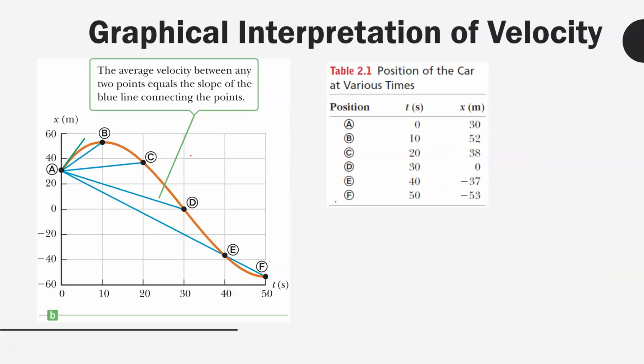Right, we continue. This is a graph of position versus time. This figure shows a graph from the data in this table. Here, the position versus time is not a straight line, as you can see over here, the orange line. We can still draw a straight line between any two points, and the slope of that line is the average velocity, delta x over delta t.